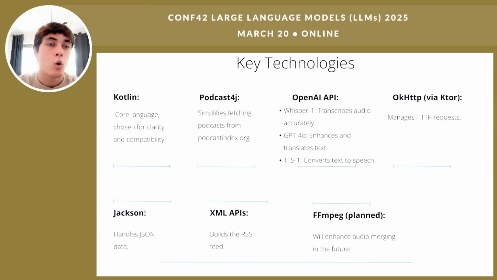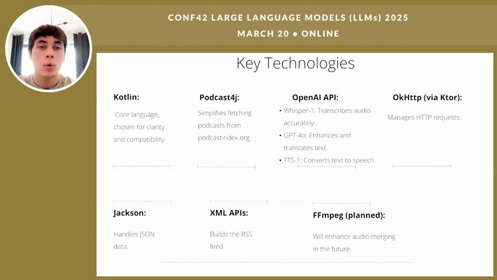And OpenAI API, and we use three models from there. We use Whisper1 to transcribe audio from the MP3 track. We use GPT-4o to work on the transcribed text and to enhance it and to translate it, basically. And then we use TTS1 to convert this translated text into the Russian MP3 track.